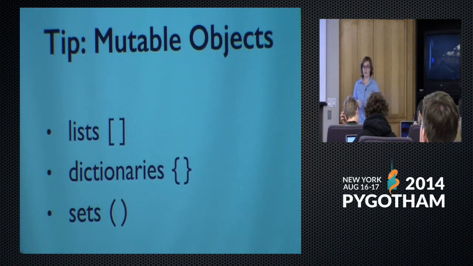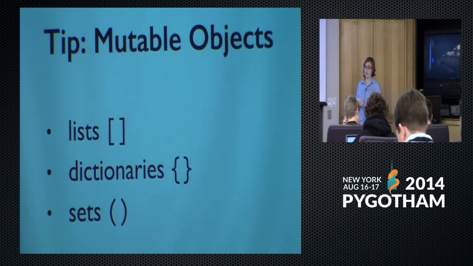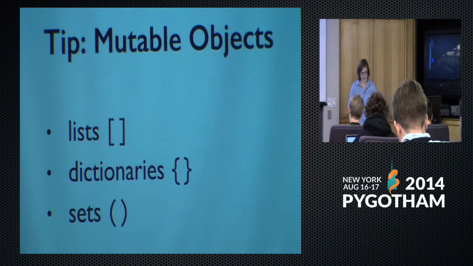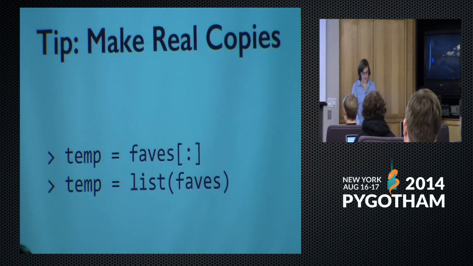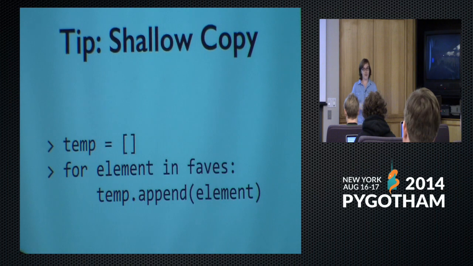So a tip to avoid bugs that are caused by this is to know which objects in Python are mutable and which are not. The most common mutable objects that we use are lists, dictionaries, and sets. And another tip is to make real copies. You can make real copies by using the slicing index or by using the built-in list function, which will take any iterable, go through it, and make a shallow level copy of the iterable. But I call these shallow.